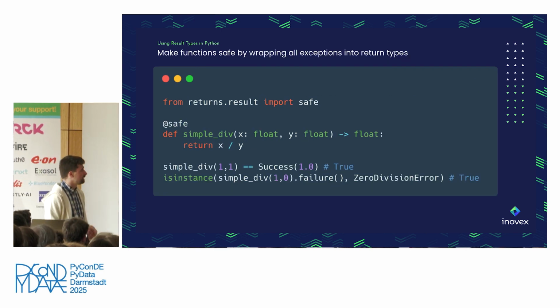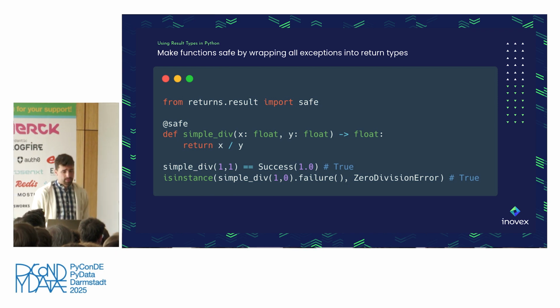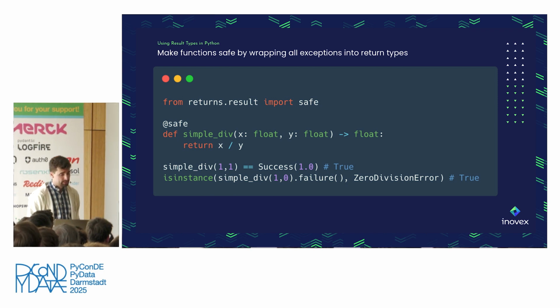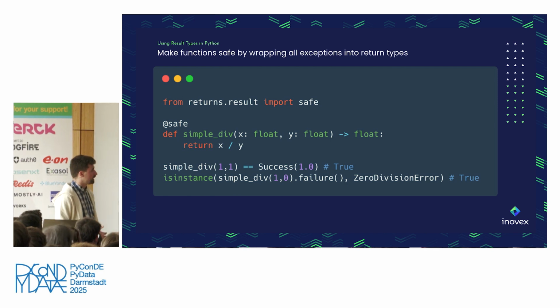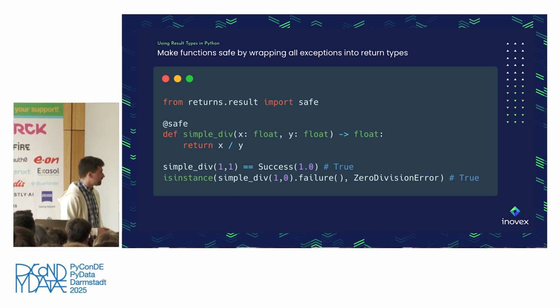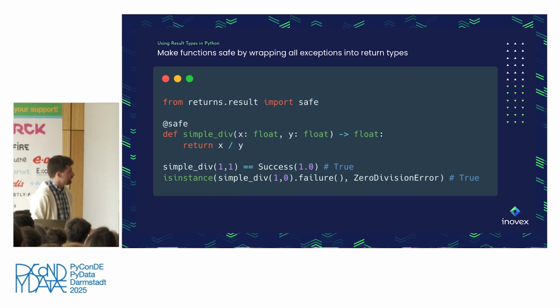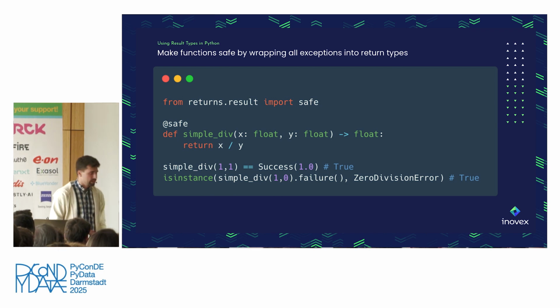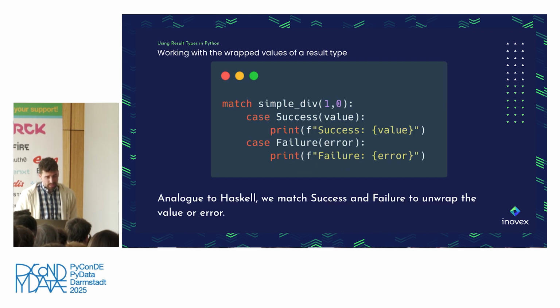Since in Python, we have a lot of exceptions, right? And if you are now using something like this, you might wonder, okay, how can I integrate code which does not make use of result types? And therefore returns has this safe decorator, which basically just catches all exceptions and puts them as exceptions in this error state. And with this, you can integrate also other code.